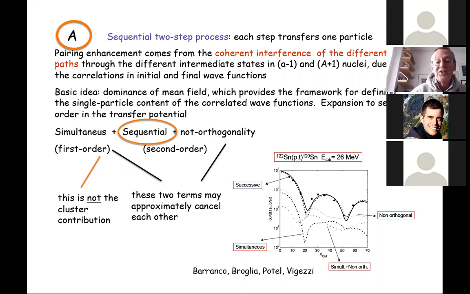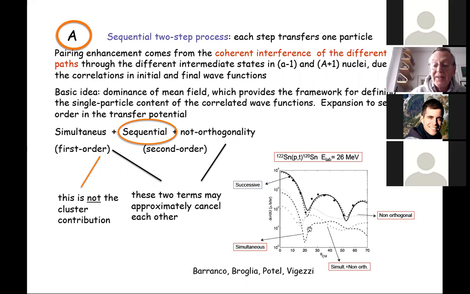this kind of reaction. And in this typical approach, I don't want to enter into detail, but if you make an expansion to second order in the transfer potential, you get this famous simultaneous, sequential and non-orthogonality term, and it has been shown that in most of the cases, the simultaneous and the non-orthogonality terms tend to approximately cancel each other, and it is the sequential that dominates.